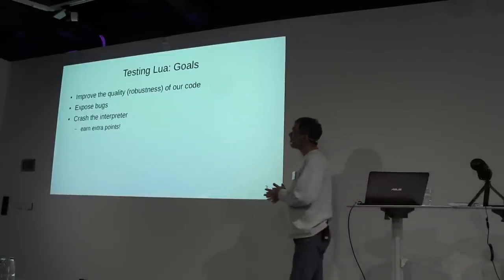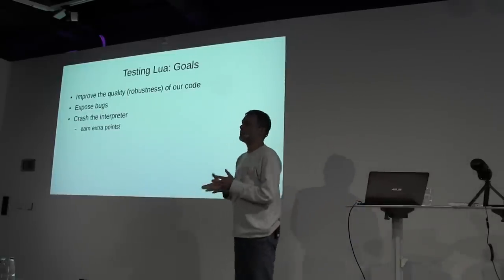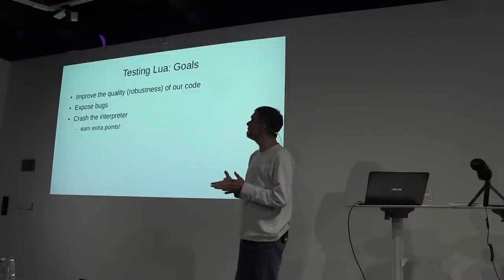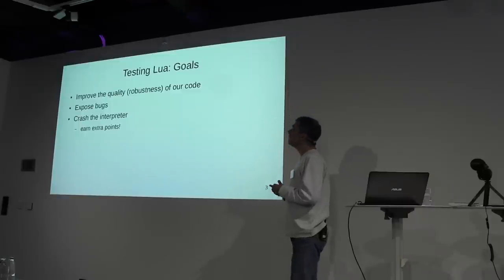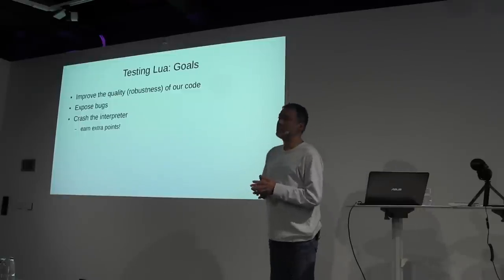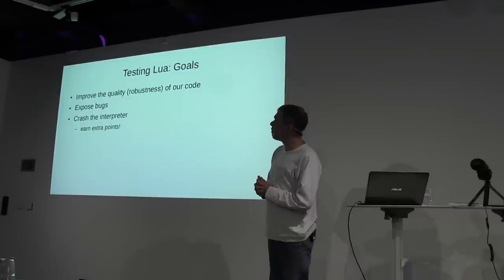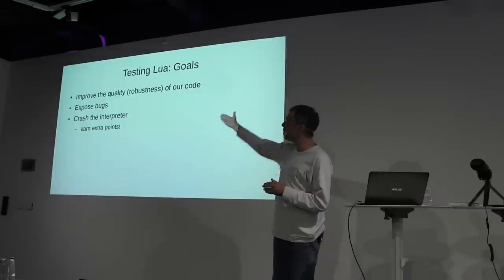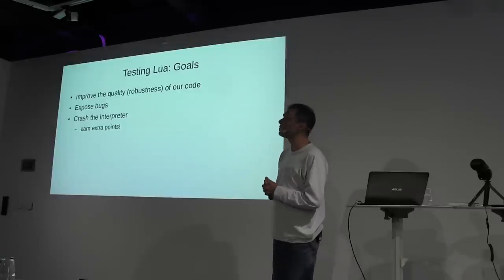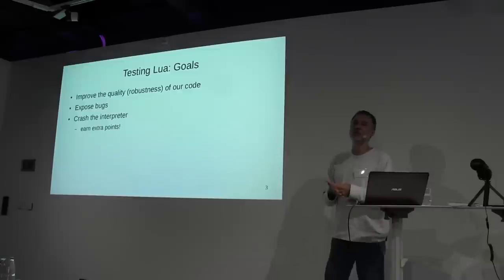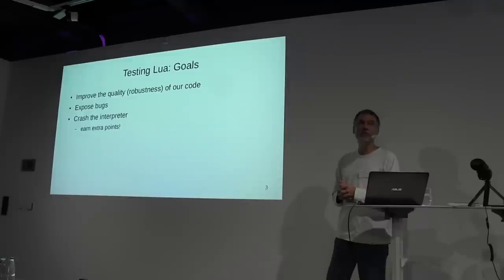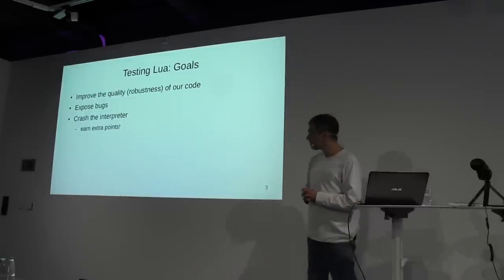So in Lua, in our tests, we have a good test suite, but mainly our goal is to improve the quality of our code, of course. Well, these goals are kind of common, or maybe it's to expose bugs and crash the interpreter. One of the main points of Lua is that you should not be able to crash it, whatever result it gets. You should not get those unexpected behaviors that you have in C.